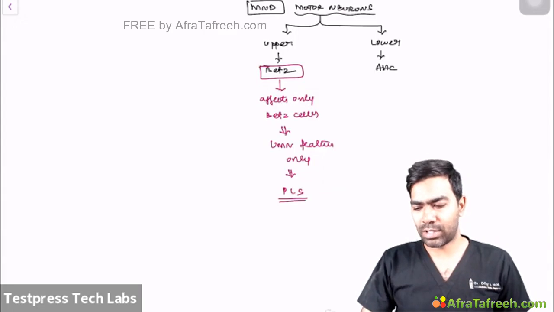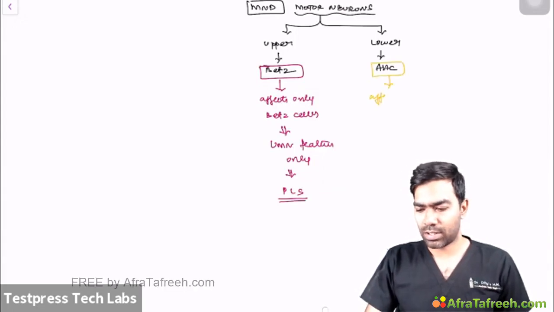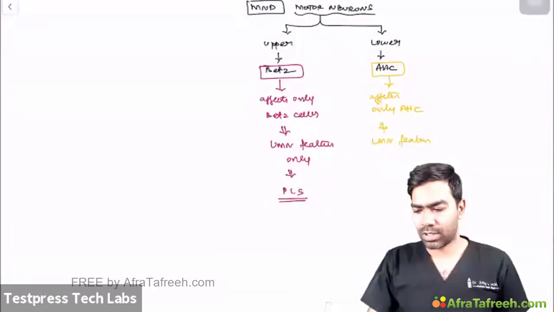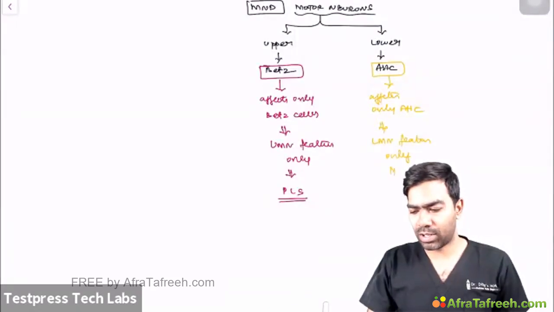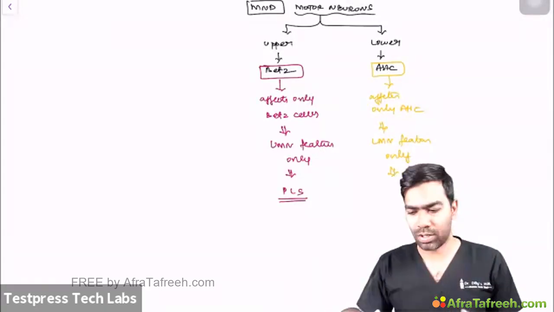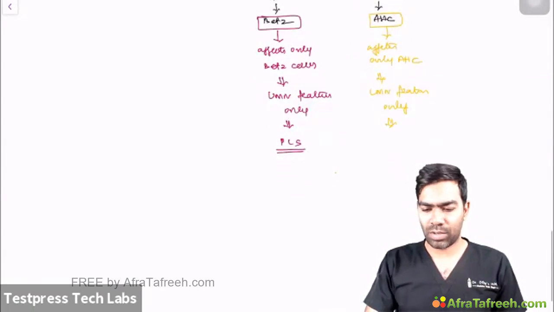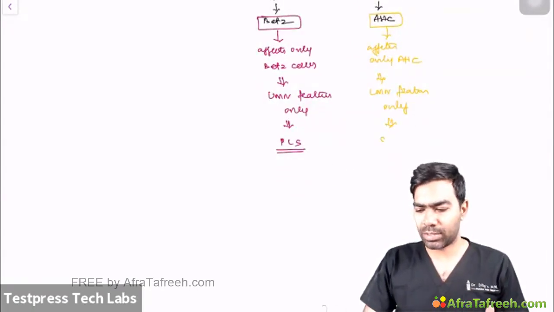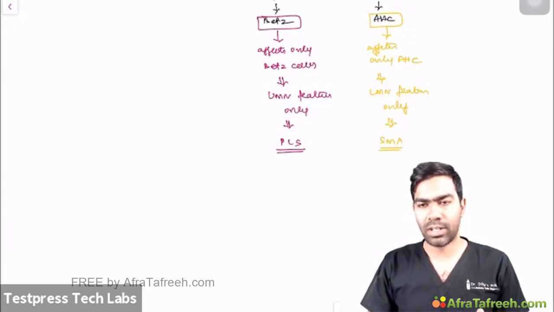And there are some disorders that affect only the anterior horn cells, which means they will have pure LMN features only. There are many disorders that can affect the lower motor neurons, anterior horn cells alone. But one of the important genetic and neurodegenerative disorder examples is spinal muscular atrophy. That's SMA. But there are many disorders.